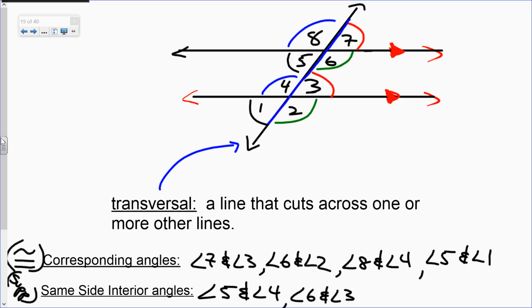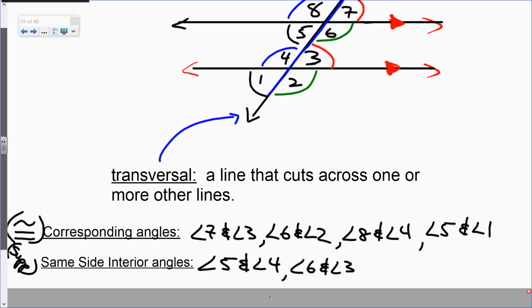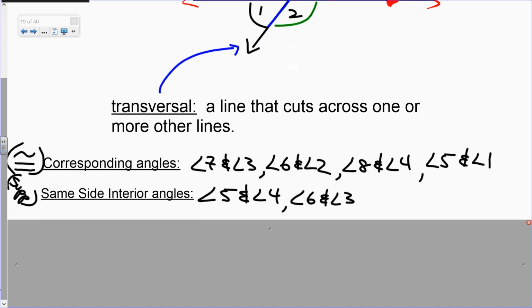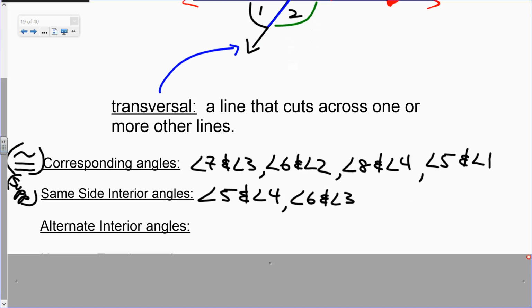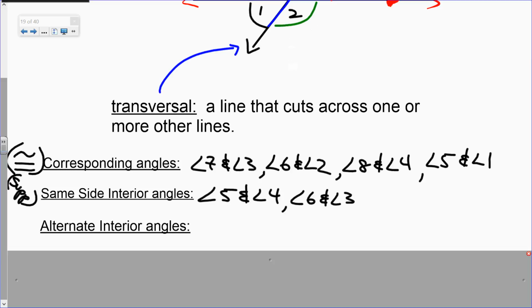If you have 2 lines cut by a transversal, a lot of special things happen. Let's keep going. Third angle. Just 2 more. Alternate interior angles. So write that down. Alternate interior angles.